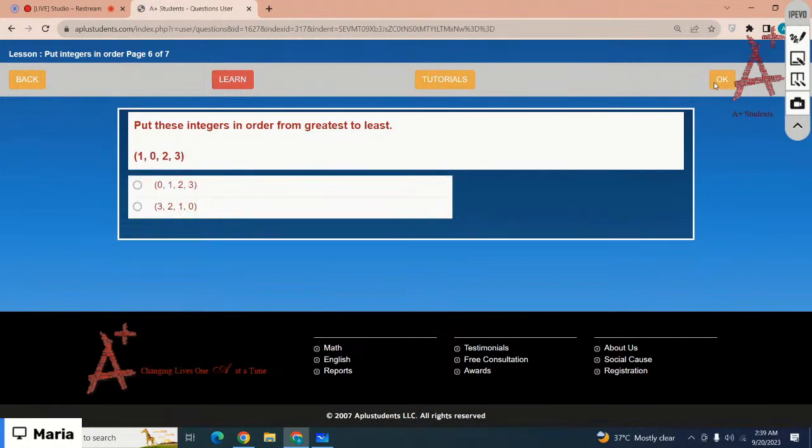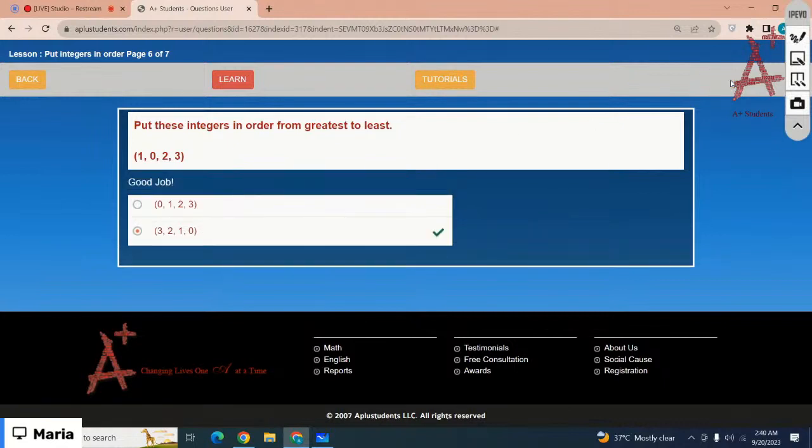Put these integers in order from greatest to least. So which is the correct option? All numbers are positive, so that would be the second one. Greatest to least, 3, 2, 1, and 0.